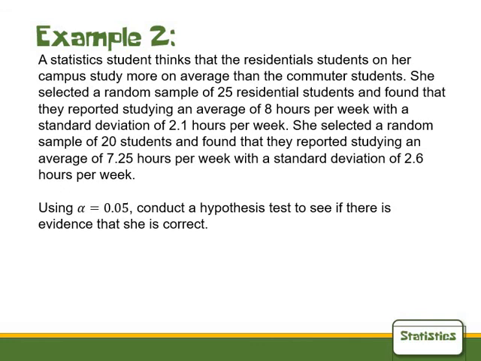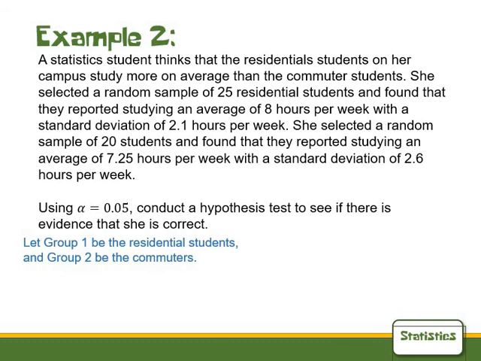So this time, instead of doing a confidence interval, let's do a hypothesis test. And let's use that standard of 0.05 as the significance level, the cutoff level. So conduct a hypothesis test to see if there is evidence that she's correct, meaning that the residential students study more on average than the commuter students.